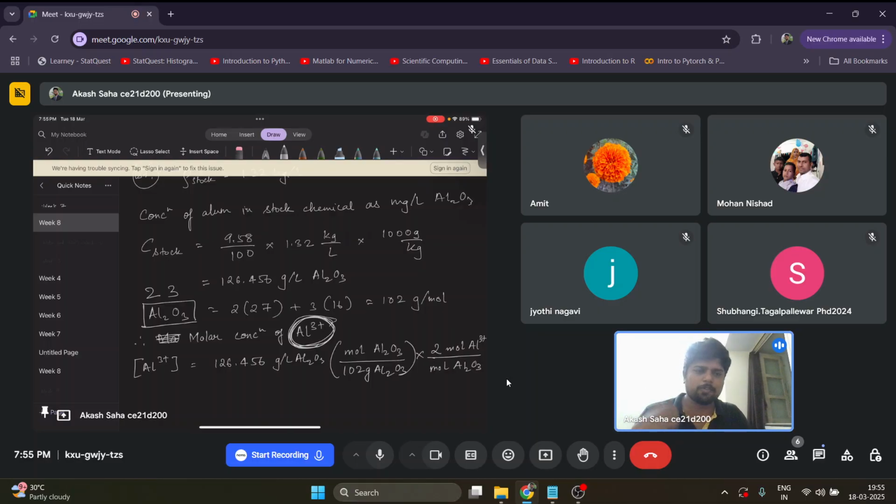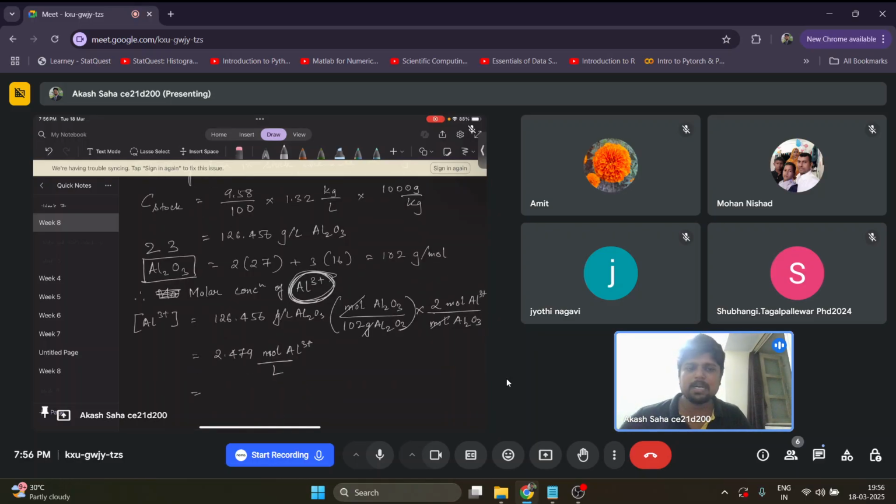Because per mole of alum, we have 1 mole of Al2O3 only. So we have to see for what species we are finding the molarity, and multiply that many times. So this will come out as 2.479. Gram will cancel, mole will cancel. So this much moles of Al3 plus per liter. Liter will still be there. So moles per liter is nothing but molarity. So 2.479 molar Al3 plus.